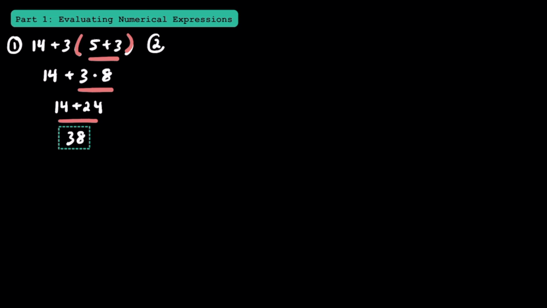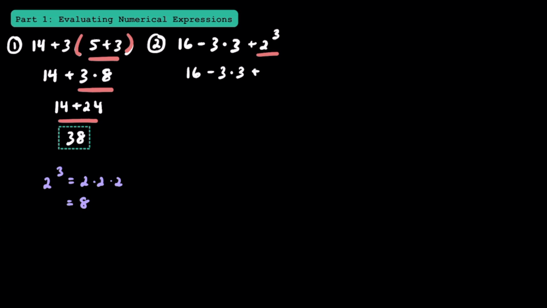Let's try number 2 here. We have 16 minus 3 times 3 plus 2 to the third power, or 2 cubed. Out of all these operations, we have to do the exponent first. 2 to the third power is really 2 times 2 times 2, and we know 2 times 2 is equal to 4, and 4 times 2 is equal to 8. Since 2 cubed is equal to 8, we can write 16 minus 3 times 3 plus 8.